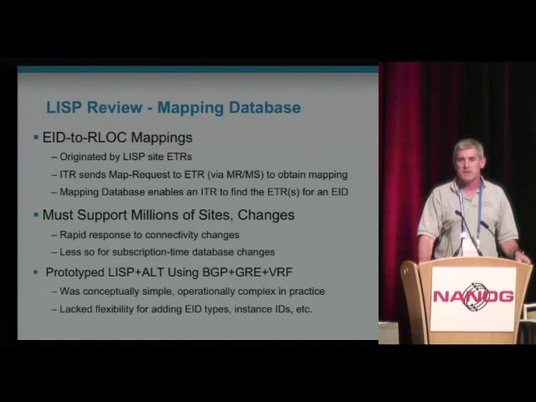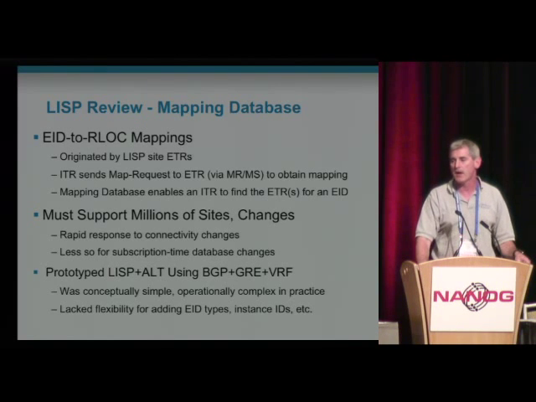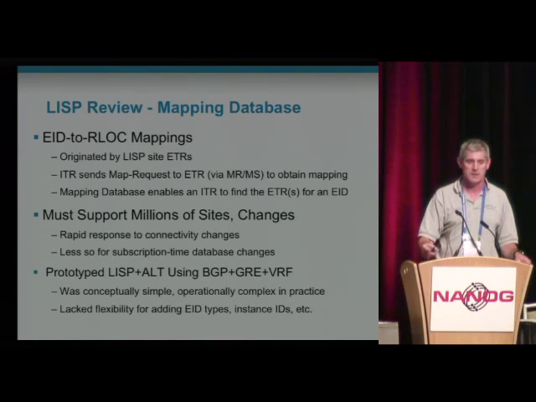Originally, when we prototyped this, we looked at what we could take advantage of that was already available on the internet. There are two large database systems on the internet: BGP for routing information, and DNS for name to address translation. Initially, we decided to go with the BGP plus GRE plus VRF approach because we could use existing router technology with only minor changes. Conceptually, it's very simple. In practice, it turns out to be kind of painful to operate.